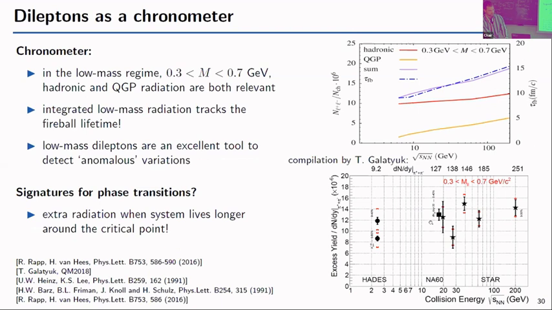Okay, another possibility is to use dileptons as a chronometer, so we can learn about the lifetime of the fireball by looking in particular in the low mass regime, where contributions from both hadronic and QGP are relevant.